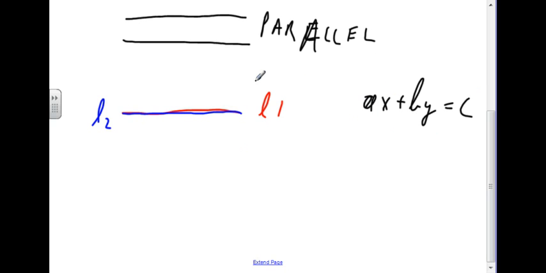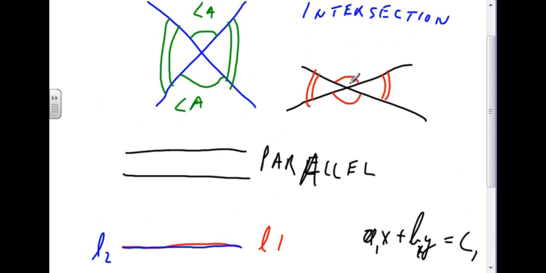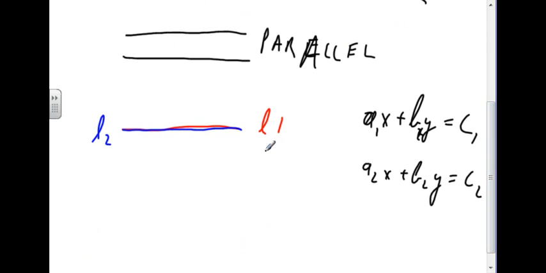And so I have two equations, a1x plus b1y equals c1, and a2x plus b2y equals c2. Now I have two equations, two unknowns, and I want to find the answer. Well, it could be they intersect and have one answer. It could be the lines are parallel and have no answers. It could be the lines are the same line and have multiple answers. So that's how we come across those things.